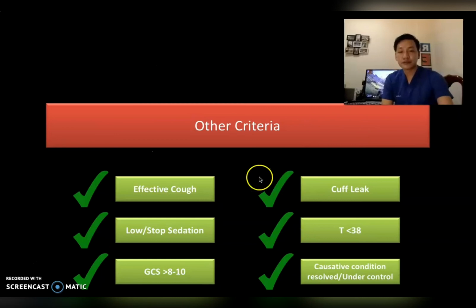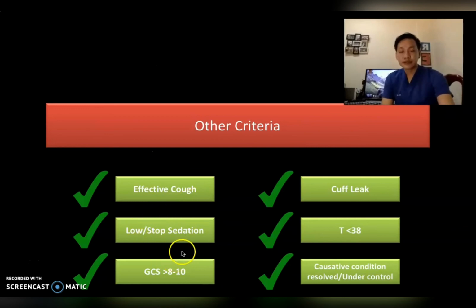The patient should have an effective cough, and the patient should have a good gag reflex as well. Why do we need a good cough and good gag reflex? Because this is their airway protection. When the patient is on spontaneous breathing already, we can prevent aspiration.